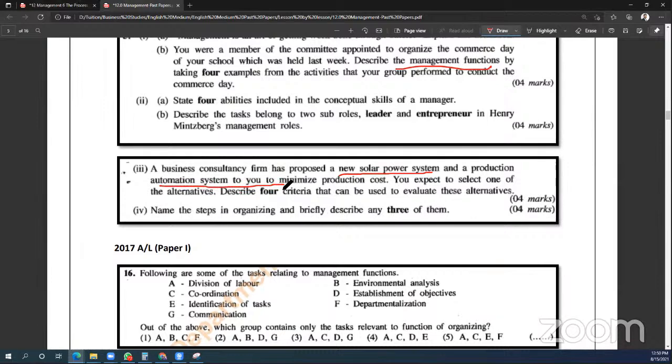හරි. එහෙනම් මෙන්න ඒගොල්ලන්ගේ problem එකක් තිබිලා තියෙනවා. කොහොම හරි ඒගොල්ලන්ගේ idea එකක් තියෙන මේ cost එක minimize කරන්න. ඒකට options දෙකක් ගෙනල්ලා තියෙනවා. එකක් තමයි solar power එකක් ගේන්නද නැත්නම් production automation. You expect to select one of the alternatives. මේ දෙකෙන් එකයිනේ කරන්න පුළුවන්.